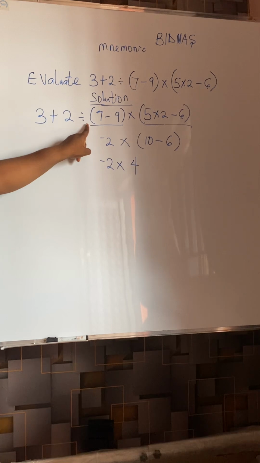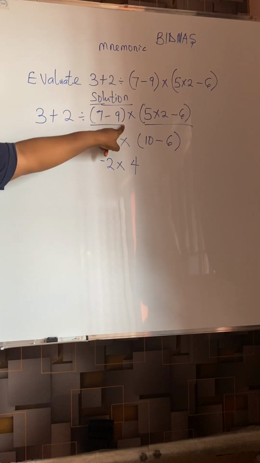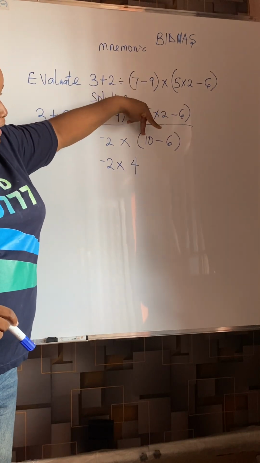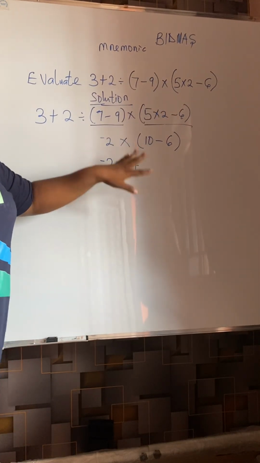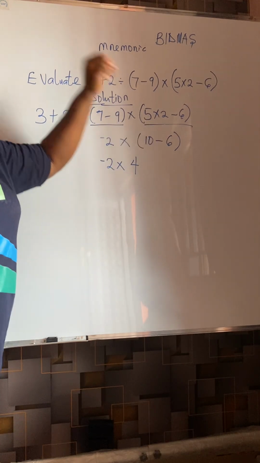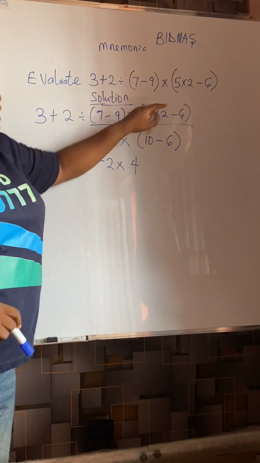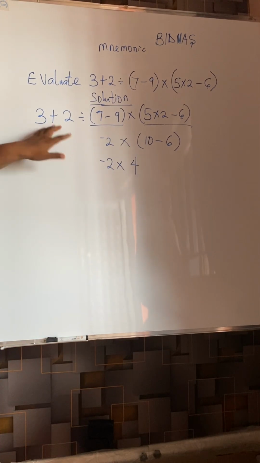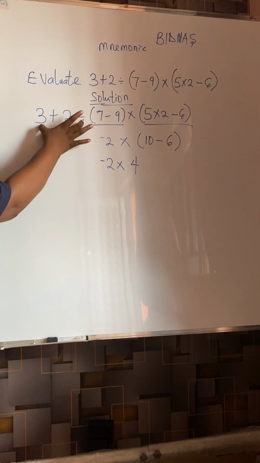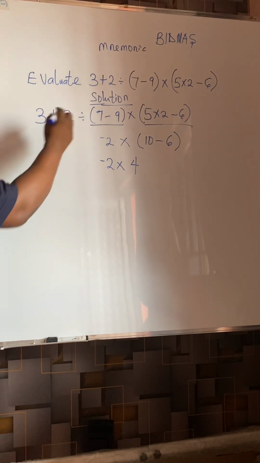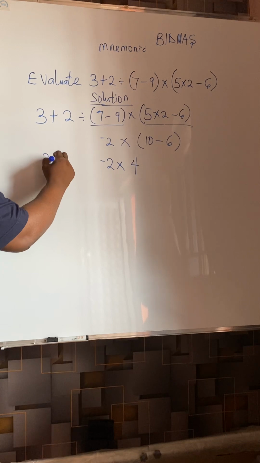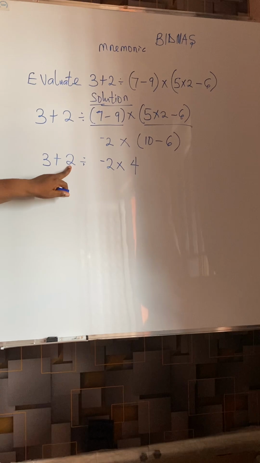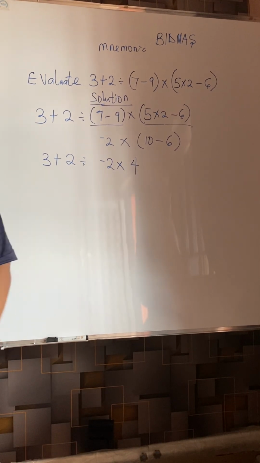See this bracket, 7 minus 9 is minus 2. This is 5 times 2, 10, minus 6, 4. I have resolved what I have in this bracket. What is connecting this first bracket to this other bracket is the multiplication sign, and that's what we have here. I'll just bring this down like this. So this is 3 plus 2 divided by minus 2 times 4.